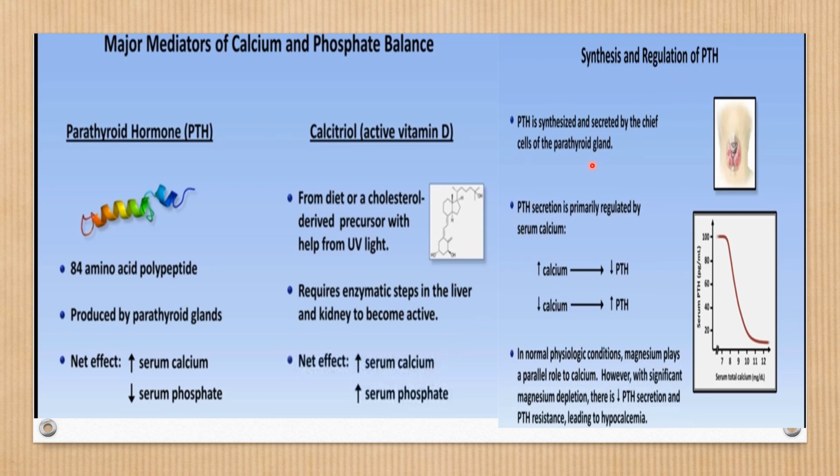Synthesis and regulation of PTH. PTH, also called parathyroid hormone, is secreted by the chief cells of the parathyroid gland. Remember, the parathyroid gland is present in your neck area. Parathyroid secretion is primarily regulated by serum calcium level. If there is high calcium in the blood, then parathyroid hormone secretion is decreased. And if there is a low calcium level, then parathyroid hormone secretion is high.